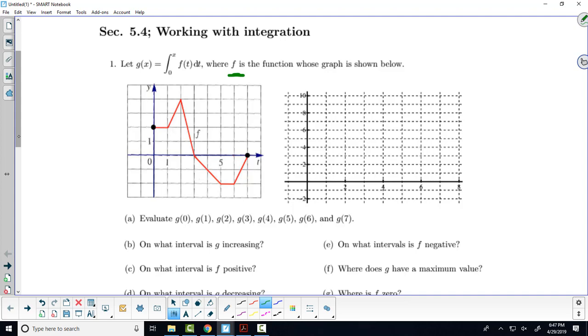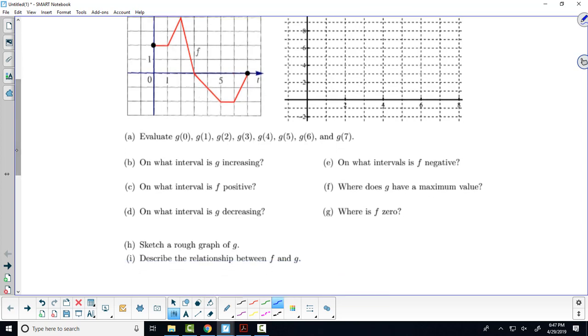What is the variable for g of x? Well, I just said it. What is the variable for g? X. Which says, in this case, we're going to find the area underneath the curve between 0 and whatever x is. So we'll come back to g of 0. Let's find g of 1 real quick.